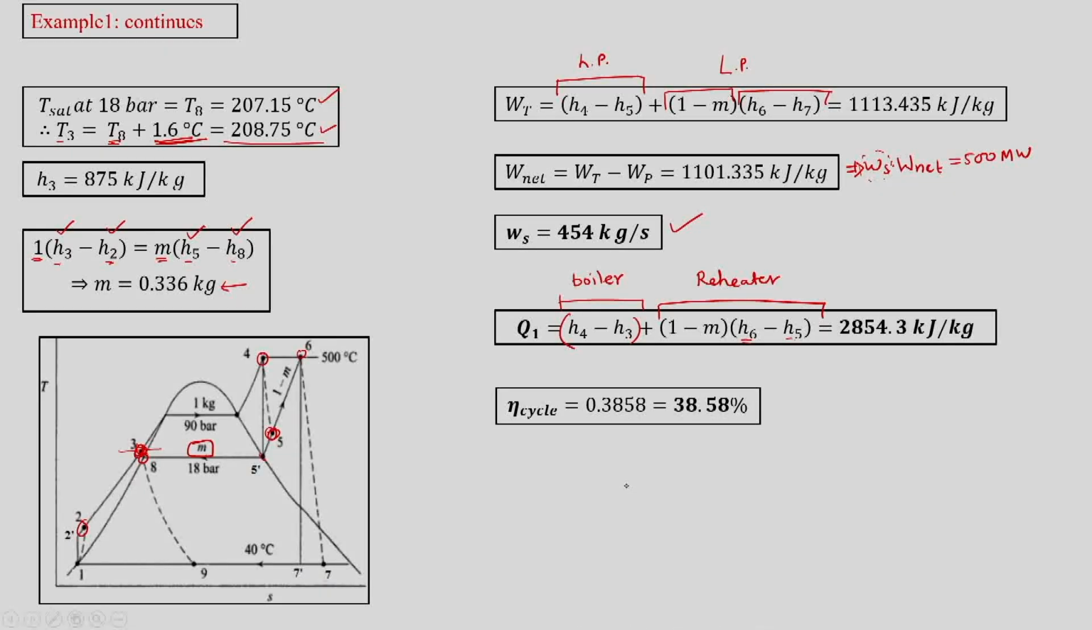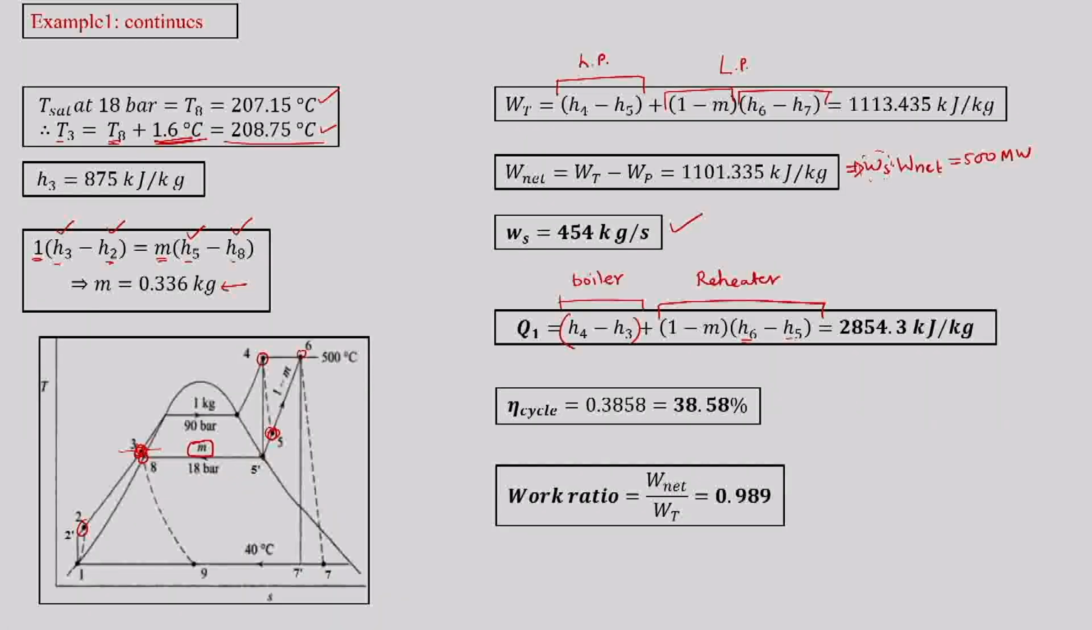So, cycle efficiency is W net upon Q1 or Q in. So, we found out cycle efficiency, which is 38.58%. Then work ratio is W net upon WT. W net is known to us from an earlier step, and WT is turbine work, that is also known from an earlier step. Then we know the work ratio. So, this is how we would have solved this example, and we would have estimated all the necessary parameters.